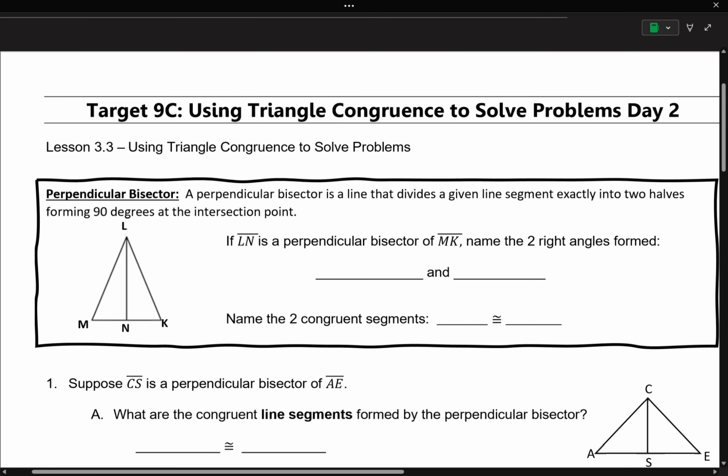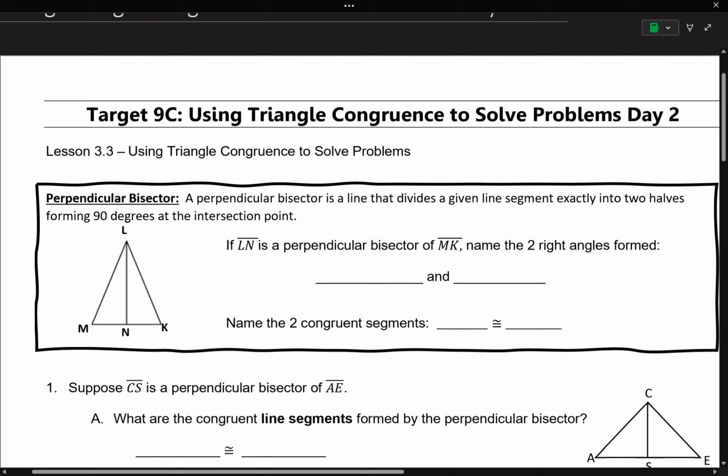Hello, hello, and welcome to the last day of us using triangle congruence theorems to solve problems. I want to introduce one new but kind of old thing, and it's a perpendicular bisector. A perpendicular bisector is a side that divides a line segment in exactly two halves and forms a 90-degree angle.